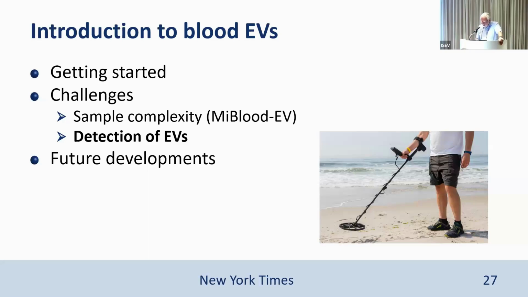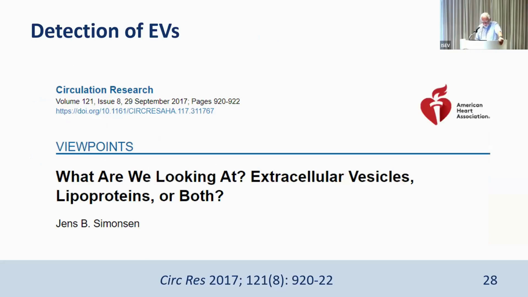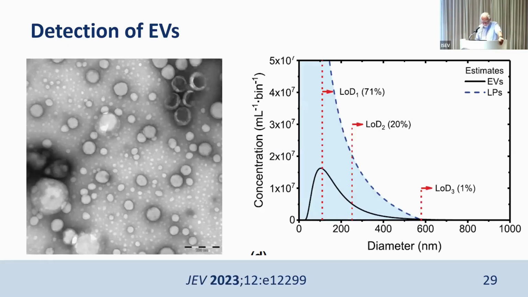But I would like to give you one example of a problem that we are facing recently. It's unpublished. So in 2017, Jens B. Simonsen asked the question, what are we looking at? Extracellular vesicles, lipoproteins, or both? And I think it's a good question. It's a very fair question, because as I showed you, lipoproteins greatly outnumber vesicles in human blood.